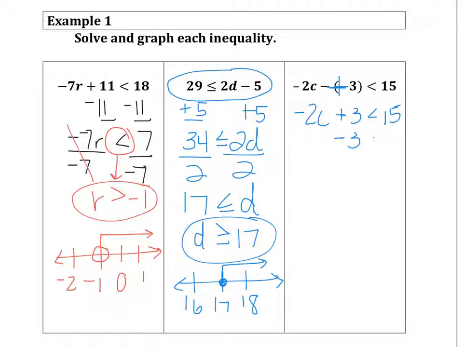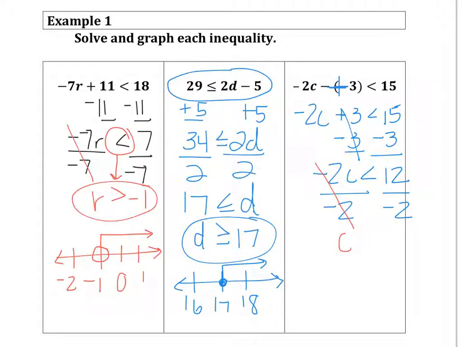Subtract the 3. 12. Negative 2c is still on the left-hand side. Now I'm going to divide by negative 2. And this is where an alarm should go off in your head. And you're noticing that, hey, I'm dividing by a negative. I am changing where the positives and negatives are. So I'm going to flip the sign. Instead of being less than, it's going to be greater than.